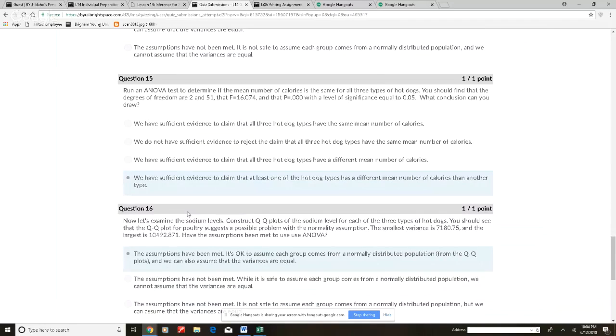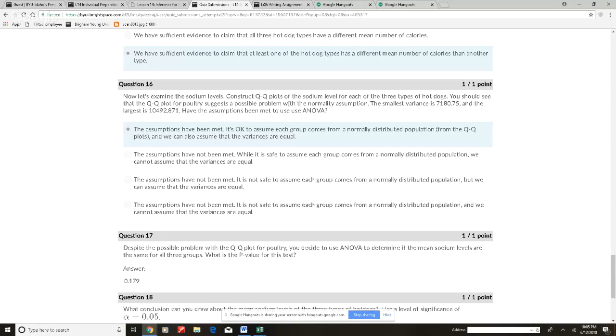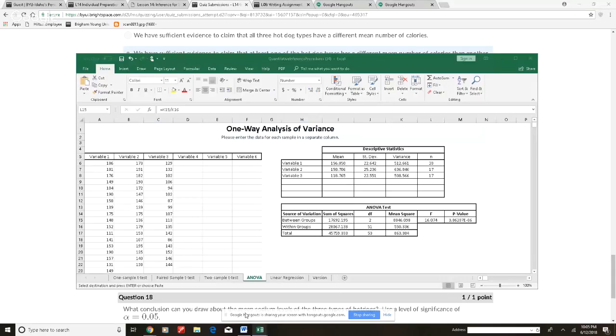I see where you're going. Here's the QQ plot again. But you got it right. The poultry is the one that was kind of off, you see? Yeah, you're right, it is. These two.